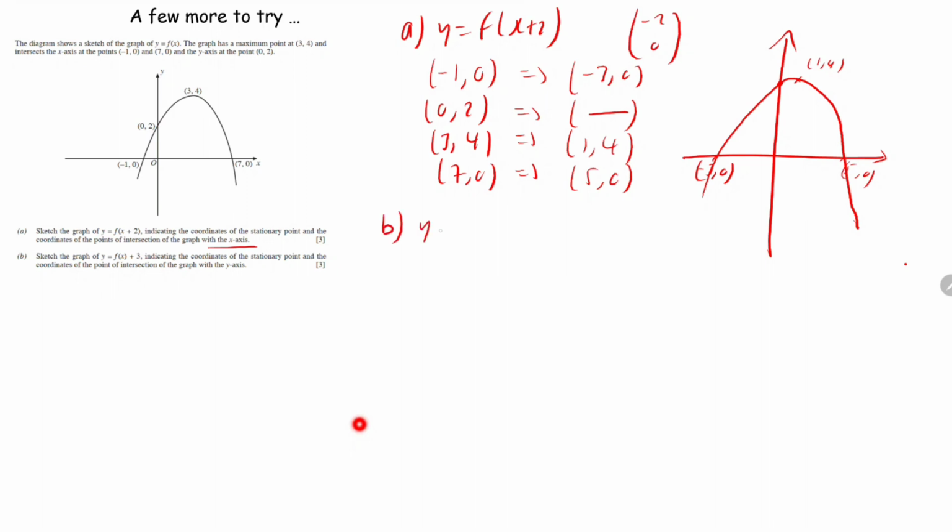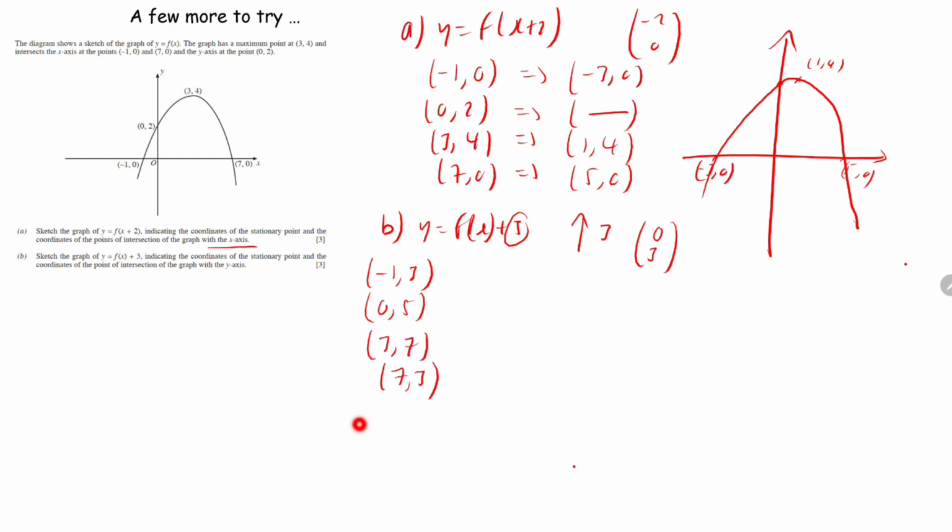B. Then we've got y equals f of x plus 3 with the transformation outside. That's going to move the graph up by 3. And it's going to be the translation 0, 3. So that's going to give us the following new coordinates, minus 1, 0 plus 3, which is 3. 0, and then 2 plus 3, which is 5. And then 3, 4 plus 3, which is 7. And 7, 3. You'll notice how the intercept has been affected. Okay, it's gone 3 up.